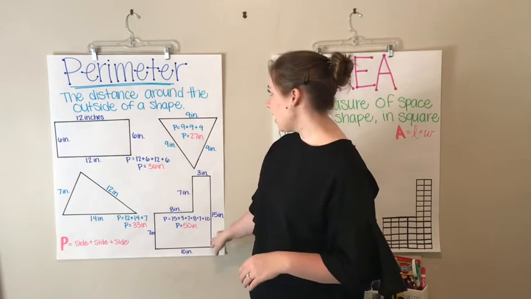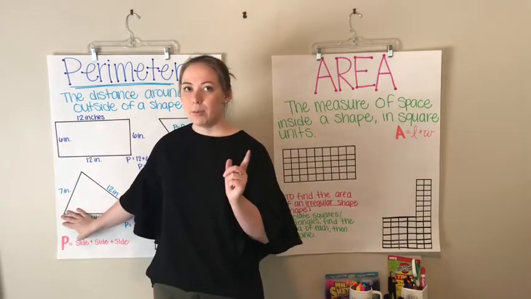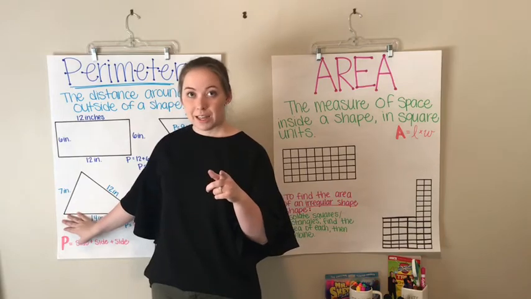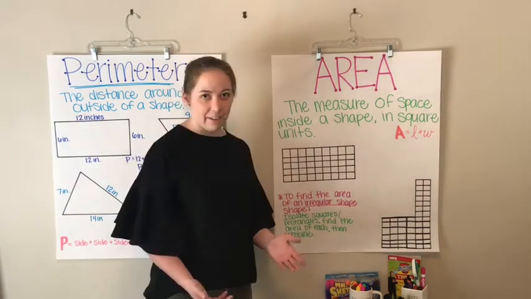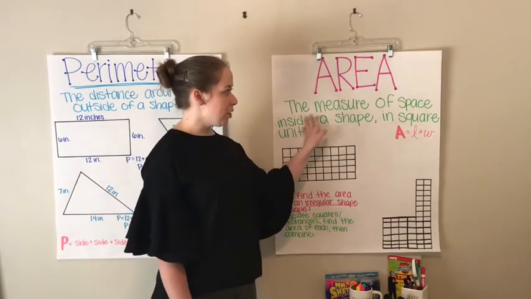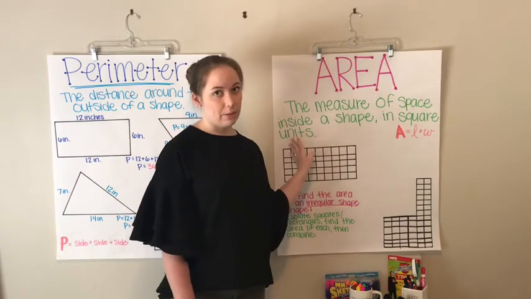Yeah, exactly. So perimeter is that distance around the entire shape. Remember when we did that outside? We looked at the entire outside of that chicken coop. And then we have area. And area is the measure of space inside a shape in square units.